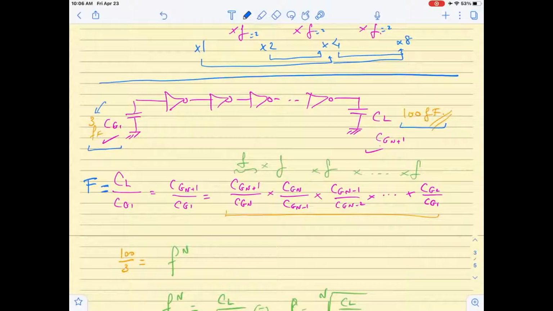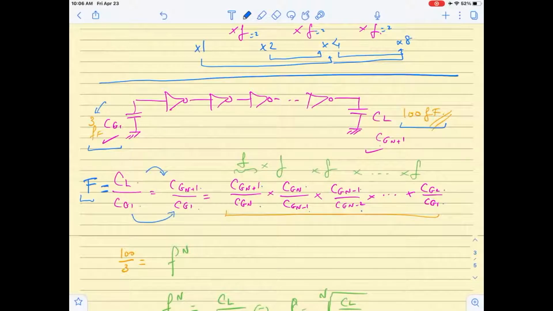What I know about this stage is that C load over CG1 is what I call the fan out of the full circuit, meaning the whole chain. But by the chain rule I can split this, because I know that C load is CGN plus 1 and the input capacitance of the first stage is CG1. I multiply and divide by the same values. So CGN plus 1 over CG1 is CGN plus 1 over CGN times CGN over CGN minus 1, and so on until I reach CG2 over CG1. And I know that each one of these is equal to F by the optimal delay.